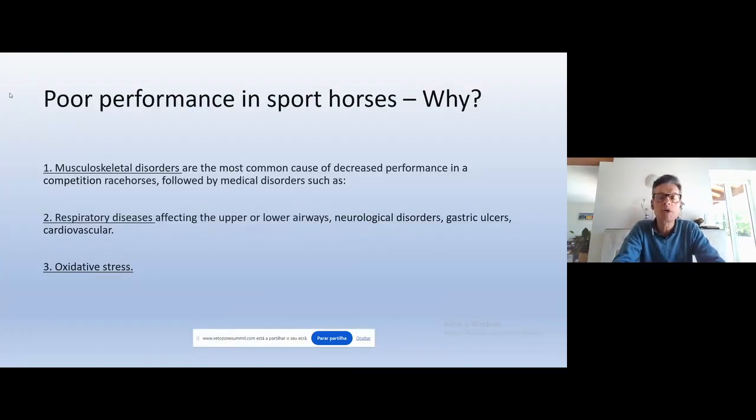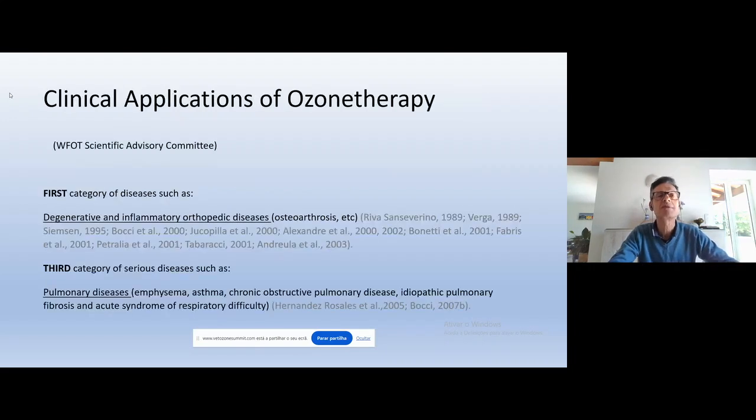When we search for the reason of poor performance, the studies indicate that poor performance is mainly due to musculoskeletal disorders and respiratory diseases. And I put oxidative stress here because it is also one of the main causes of poor performance, but as it's a more recent approach, I don't think it's generally included in the studies. Nowadays I think it's one of the most important, together with all the others.